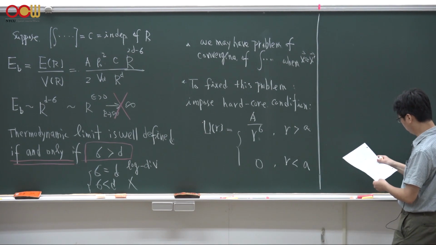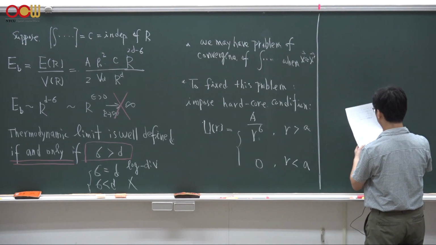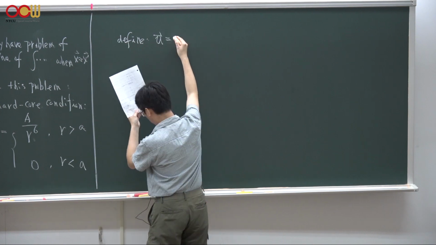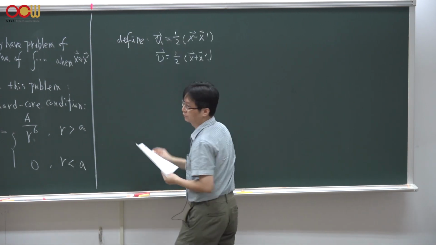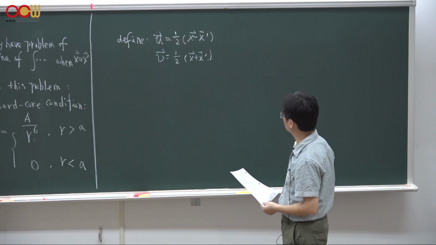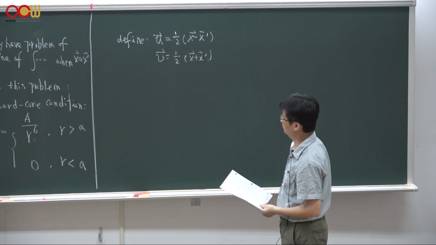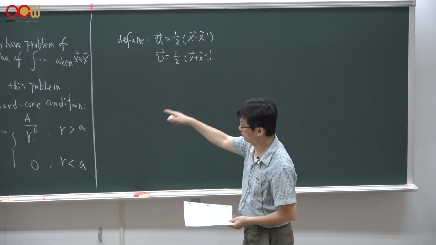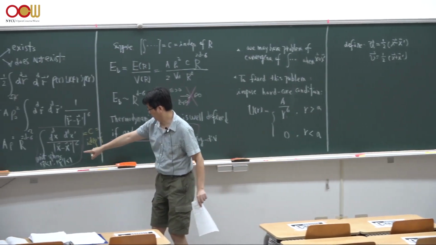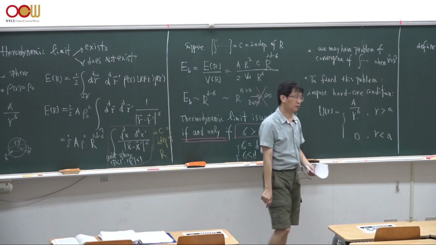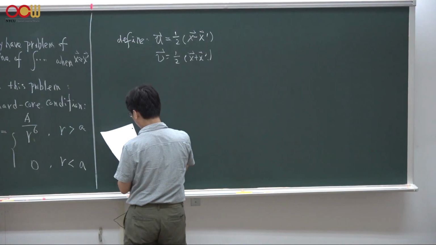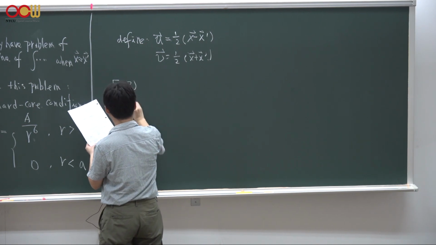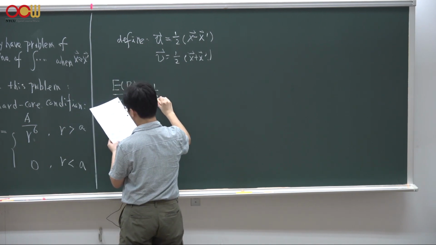If we use this hardcore condition, we can evaluate this by defining combinations of x and x prime, which are u and v. So u vector is the difference between x and x prime divided by 2, and v is the average of the x and x prime vectors, where x and x prime vectors are defined over here within the unit sphere. So in terms of u and v, you could evaluate this bulk energy density once again, which is given by this form.